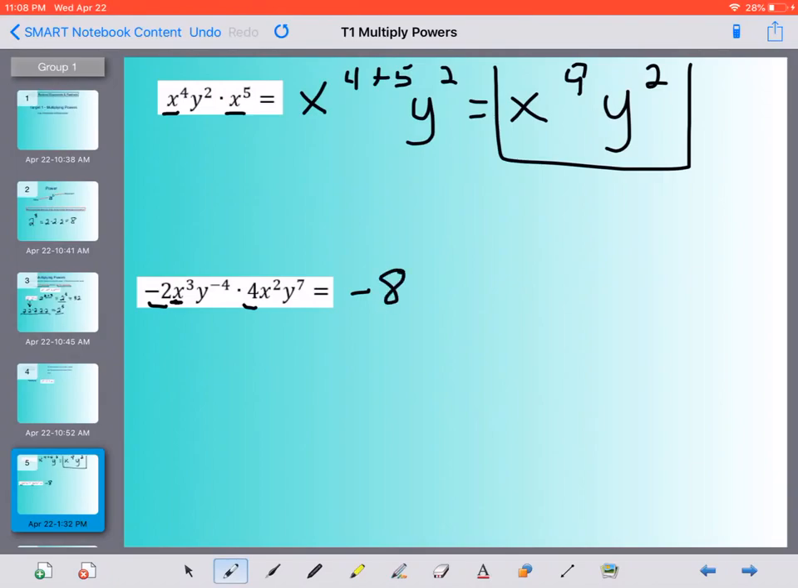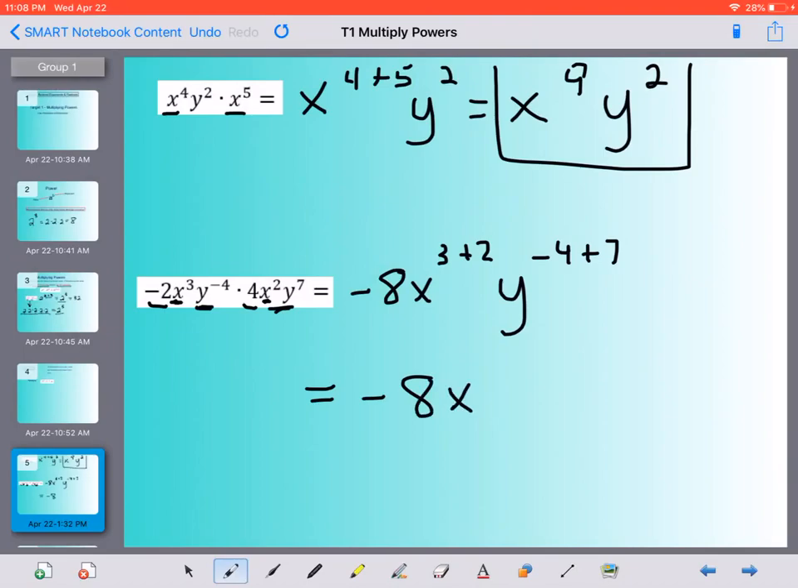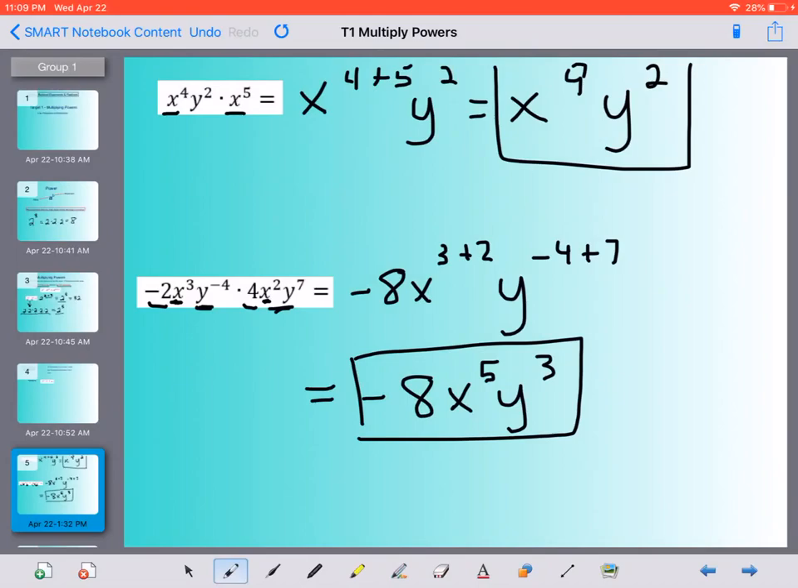Now we have an x term here and an x term here. So we're going to combine those to one term, x to the 3rd plus 2. Now we can combine the y factors. So we have y to the negative 4 plus 7. So that would be negative 8 x to the 5th y to the 3rd. So your answer would be negative 8 x to the 5th y to the 3rd.